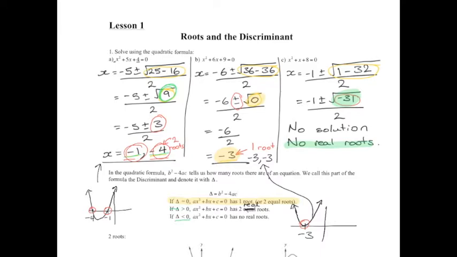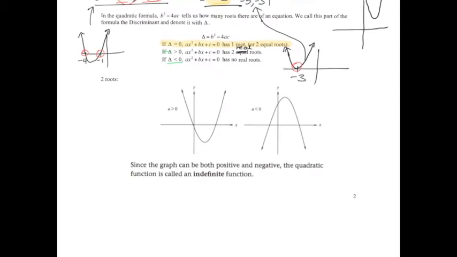In this last one, if we don't have any roots, that means we don't have any x-intercepts. The parabola would look something like this, where it doesn't hit the x-axis at all, which is why it doesn't have any roots. And that's explained down here as well. Basically, these graphs here are a possibility for 2 roots. So, when the quadratic has 2 roots, we can cut the x-axis twice. Both of these parabolas cut the axis twice.